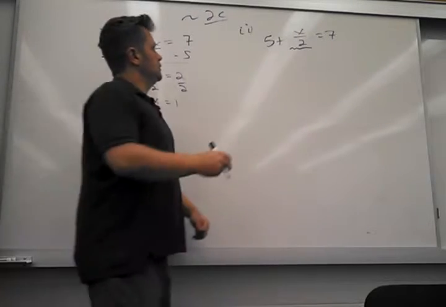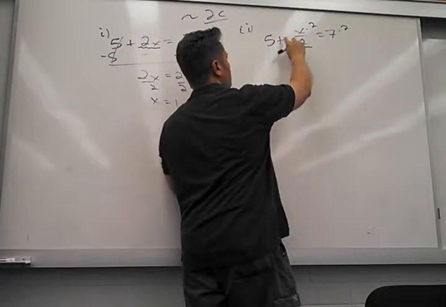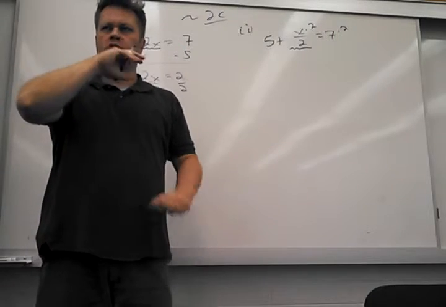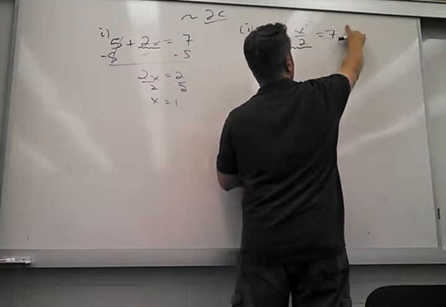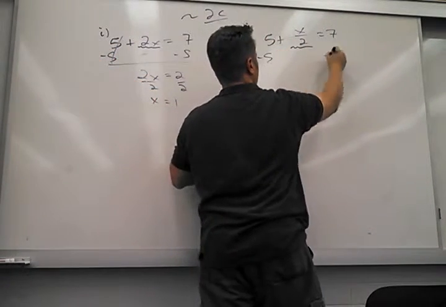So the mistake a lot of you made was you multiplied by 2, but if you multiply by 2, you actually have to multiply this by 2 also. That 5 can't escape. So don't do that first, because there's too much going around. So the first thing we're going to do is exactly the first thing we did over there. Subtract 5.